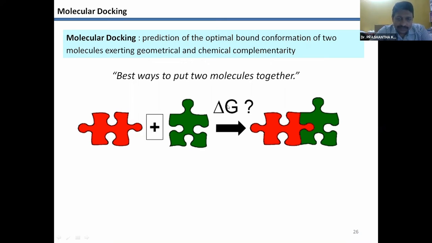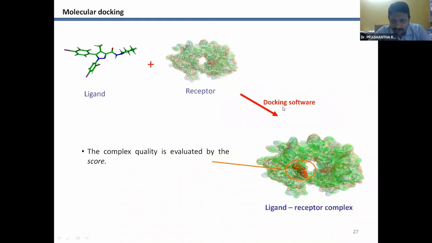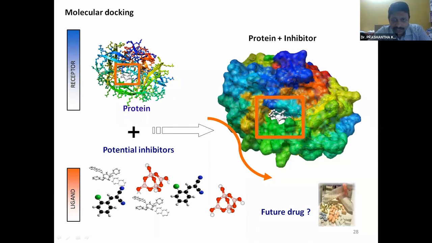That is the Vina score. Also the unit is kilocalories per mole, so it is considered to be a Gibbs free energy. So when we put a ligand and receptor into a docking software, that is what we are doing. How does that complex look like, and what is the associated score, that we will get to know. Same process, when we have a protein and multiple ligands, put all the ligands into this and then check where they are interacting. Then one of them may become like a future drug. This is the scope why we are doing this.